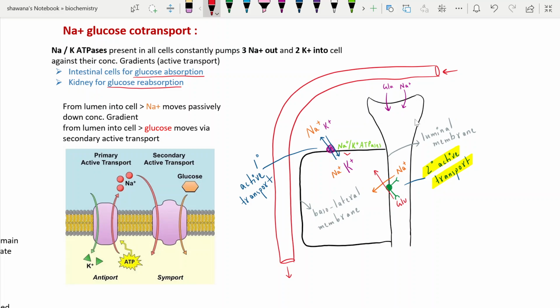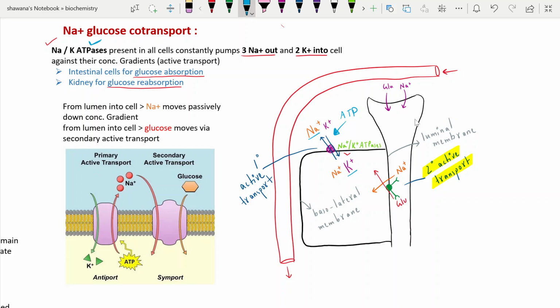As you all know, sodium potassium ATPases are present in all the cells of the body. What is the function of sodium potassium ATPases? They transport 3 sodium out of the cell, and at the same time they transport 2 potassium into the cell. Is it active transport or passive transport? We are using ATP, so it's an active transport. And whether it's primary or secondary, it's primary active transport, because ATP is being used directly here, for the transport of sodium out and potassium in against their concentration gradient.